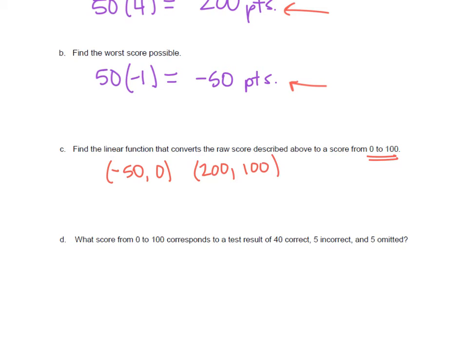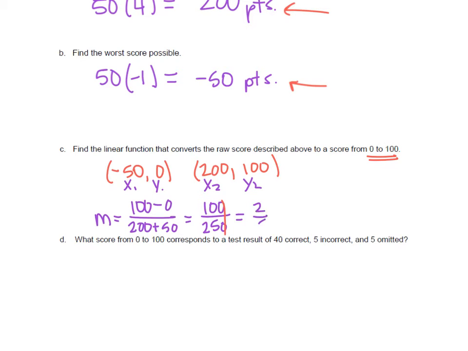All right, so we're going to find the linear function. We're going to write a function that converts the raw score to a score between 0 and 100. So linear function means find the slope, write an equation. So x1, y1, x2, y2, our slope is y2 minus y1 over x2 minus x1, which is 100 minus 0 over 200 minus -50, so plus 50. So we have 100 over 250. If it helps, you can cross off 1 0 with 1 0. We have 10 over 25, which reduces to 2 over 5.